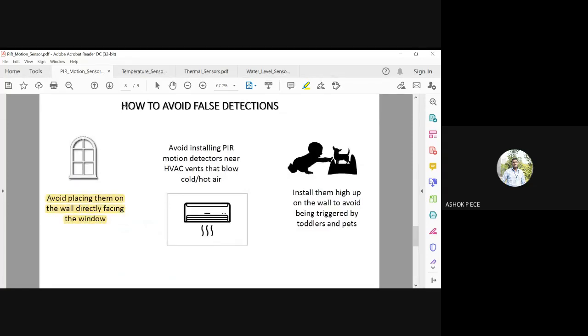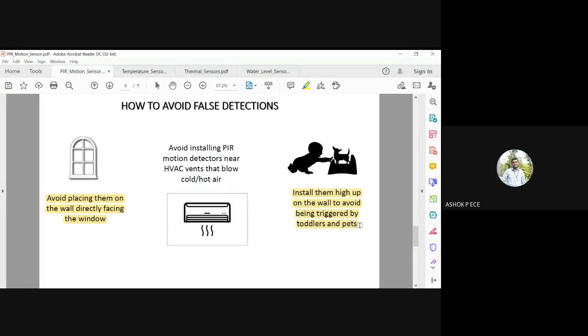How to avoid false detection? False detection means that if the sensor is directly facing the window, anybody who opens the window will set the alarm blaring. Also avoid installing PIR sensors near things that blow hot or cold air, because that will again be considered thermal radiation, and it will start falsely detecting that there is a person. And install them high up on the wall to avoid being triggered by toddlers and pets.